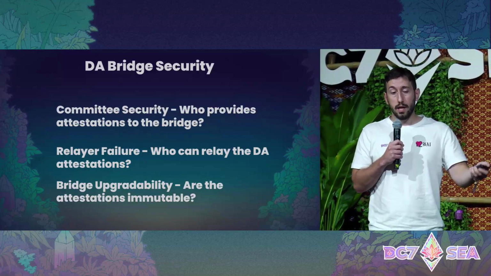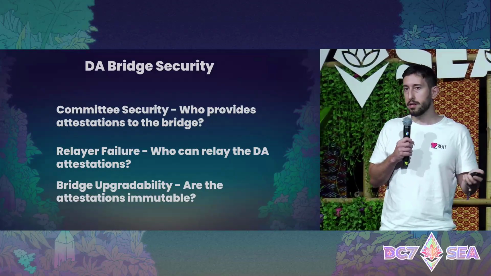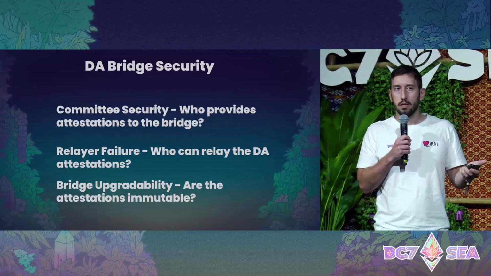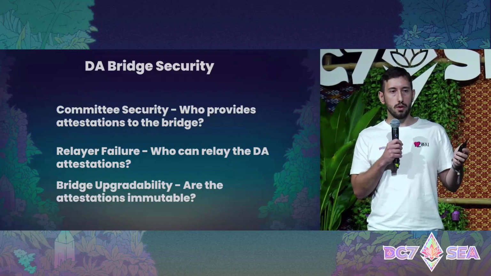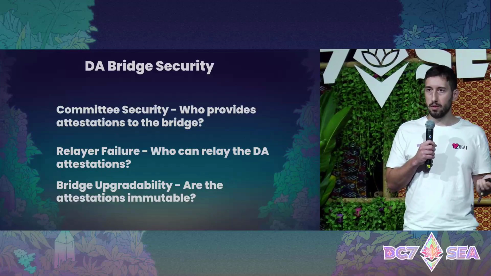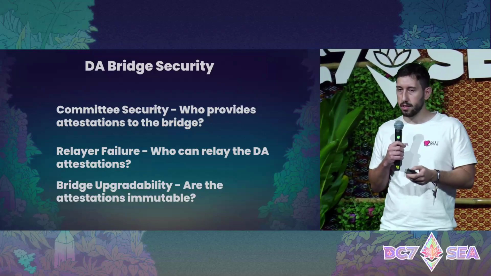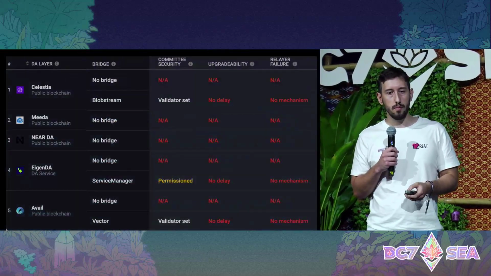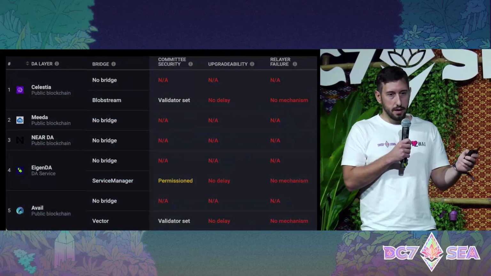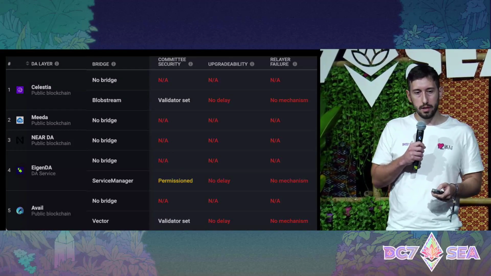Then you need to look at relayer failure. So who can relay the DA attestations, and what happens if it goes offline or turns malicious? And also bridge upgradability. So are these attestations immutable, or can someone change the history commitments of these DA attestations? And you can see from the red on this slide, also there is a lot of work to do on DA bridges.